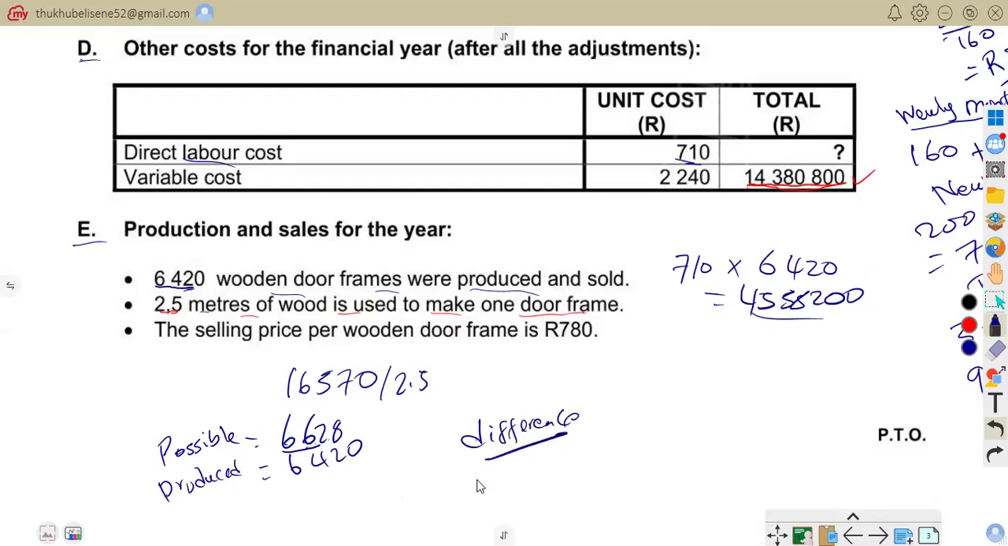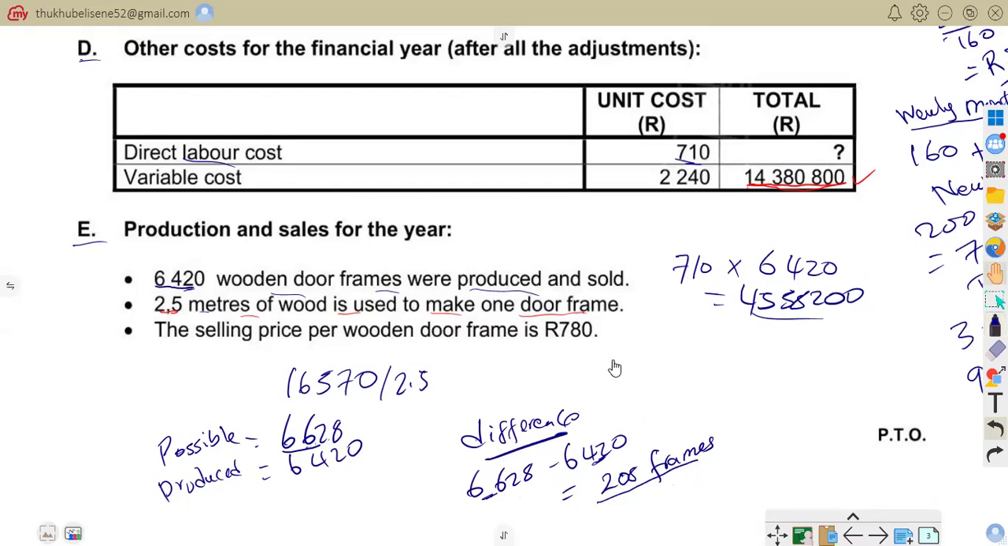So the difference is 6,628 minus 6,420. This will give us 208 frames. So that is the loss of production. There's a loss of production because of the wastage. We expected this much, but we happened only to produce less. Our target was 6,628, but we happened to only get 6,420. So this is the loss.